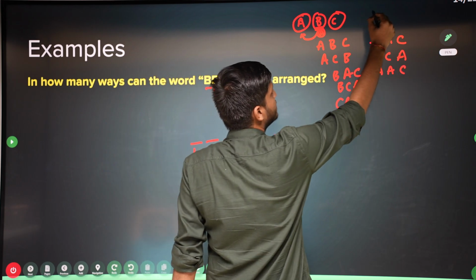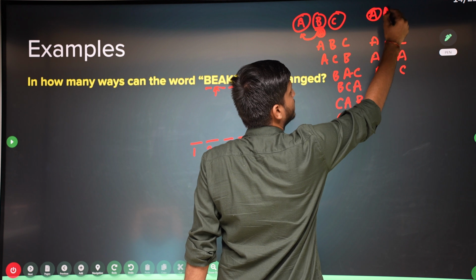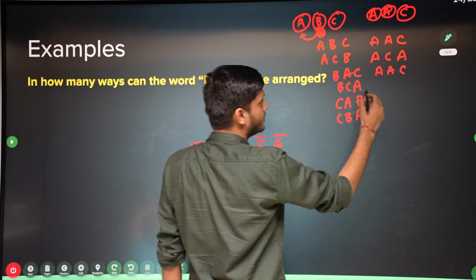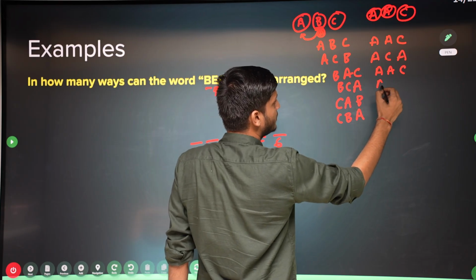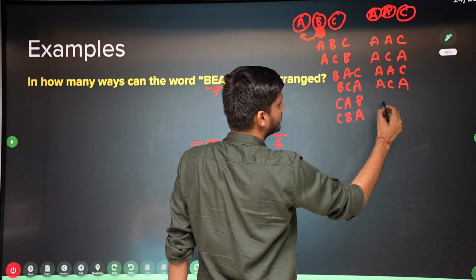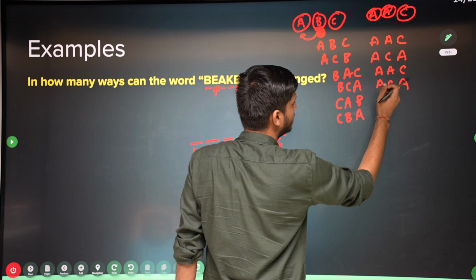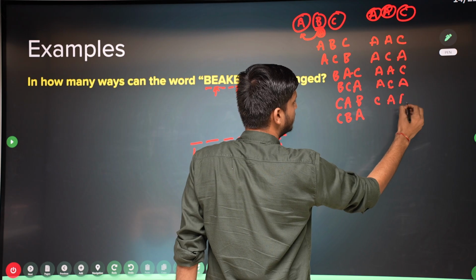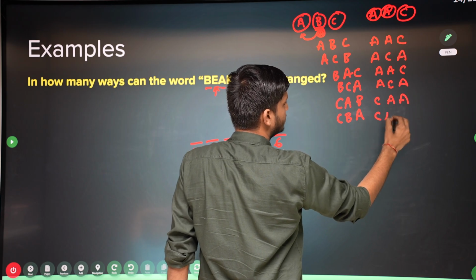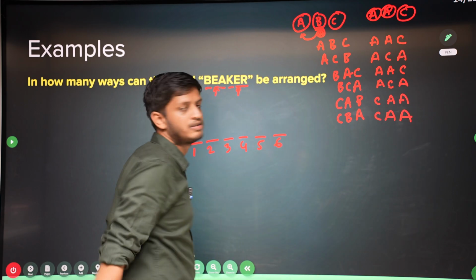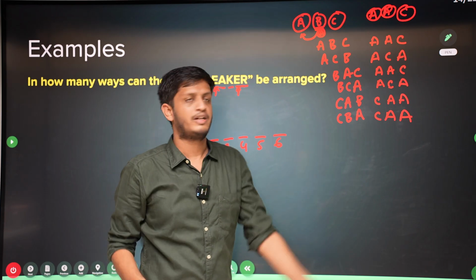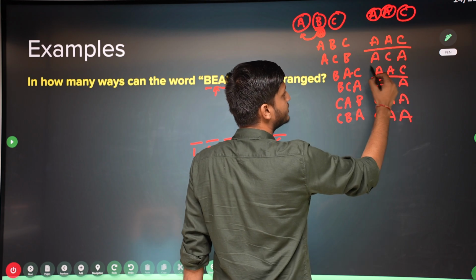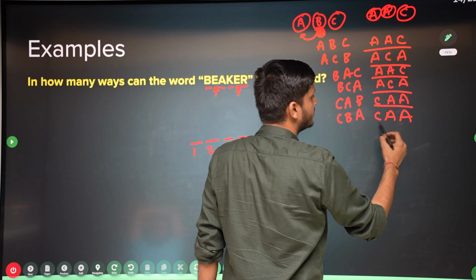So now I'm trying to arrange all the letters of the word AAC, right? I'm replacing every B with A. So this is what the formula gives us. So this will become ACA, this will become CAA, this will become CAA, and this will become CAA. You see the problem, right? We are overcounting. We have AAC twice, we have ACA twice, we have CAA twice.